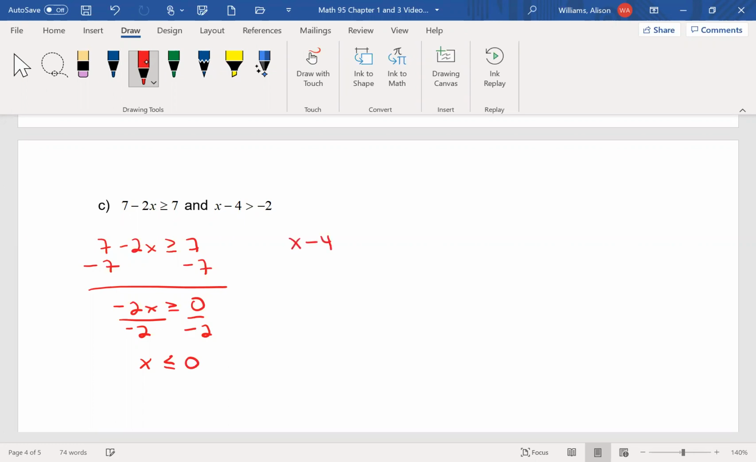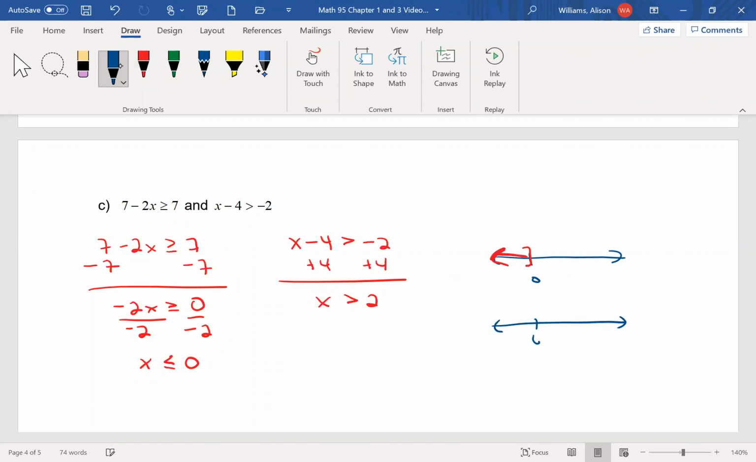Over here, adding 4 is going to give us x is bigger than 2. Okay, so there's my two things that I'm looking at. 0 less than or equal to is going to be a bracket going to the left. For the other one, 2 would be right here, and it's a parenthesis, and it's bigger than 2, so it's going to the right.